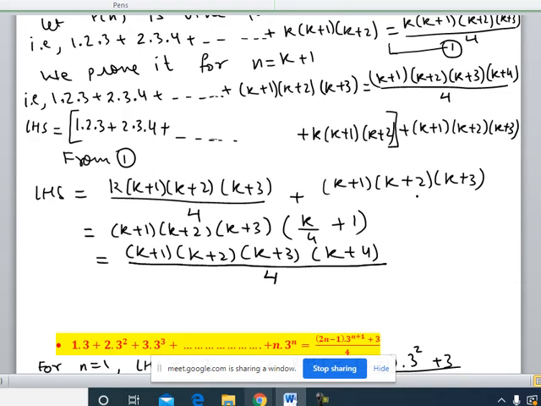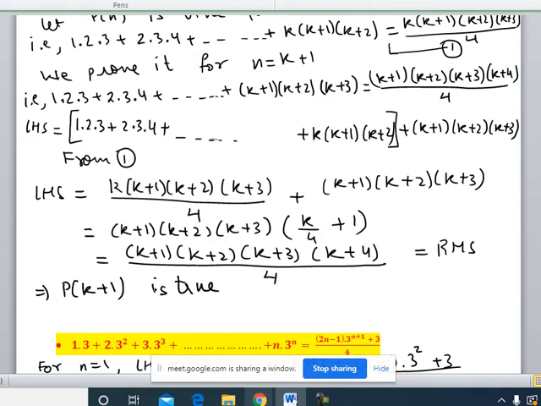Now you relate it to the right hand side, which is desired. You can see when n is replaced by k plus 1, the right side gets reduced to it. So we have shown, on simplifying the left hand side, the sum of the series comes out to be this much. Okay, so the proof: what we have shown is the statement is true for k plus 1.